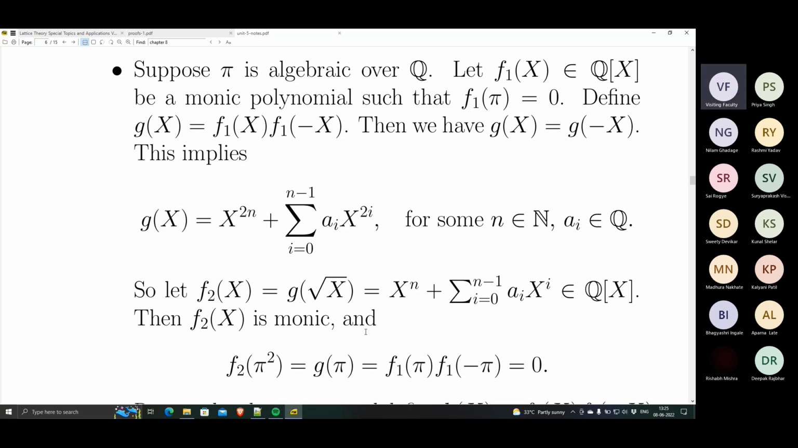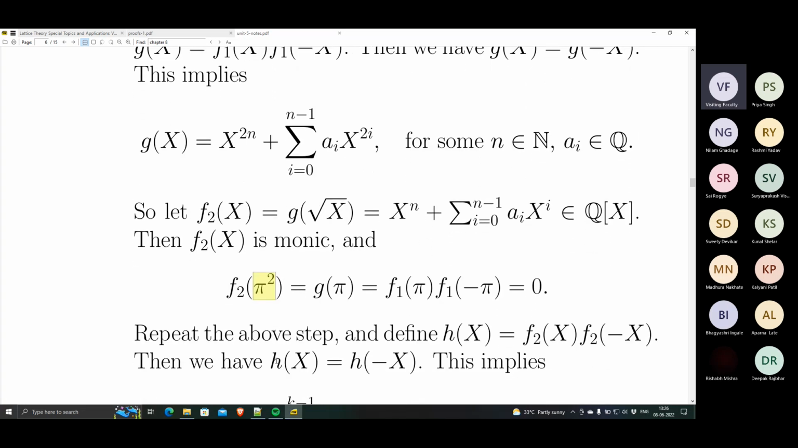But now this is not enough. Okay, this was one step. We got a monic polynomial vanishing at pi. Using that, we got a monic polynomial vanishing at pi squared. We will repeat this again the same way, exactly the same thing for pi squared. So now we have a monic polynomial that vanishes at pi squared. We can use the same technique to get a monic polynomial that vanishes at pi raised to 4, the square of pi squared, right? We are repeating the same thing for pi squared.